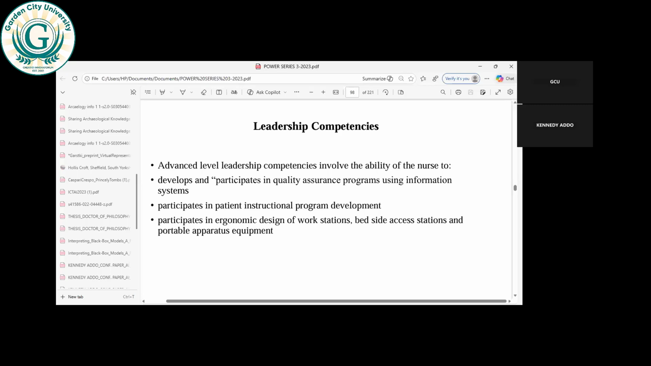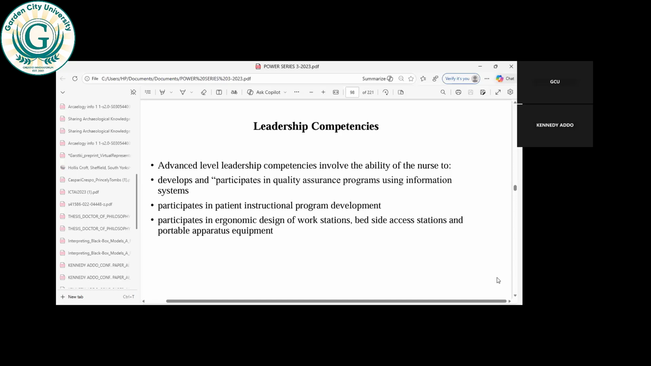But we just leave them out, we clear the software, and begin to run. So when they come, sometimes they don't know what they are supposed to do unless we take our time to be guiding them. We go to OPD every morning to educate them. But we can design an instructional manual to guide them that from here you go here because of the new order or the new arrangement. So all these are very important and form part of leadership traits at the advanced or innovator level. Then participate in ergonomic design of workstations, bedside computing, and other portable apparatus or equipment.